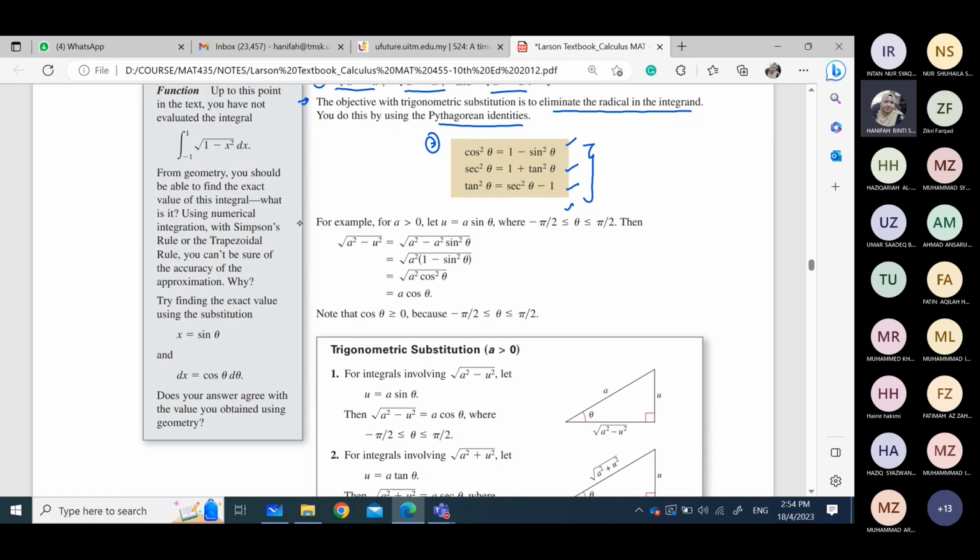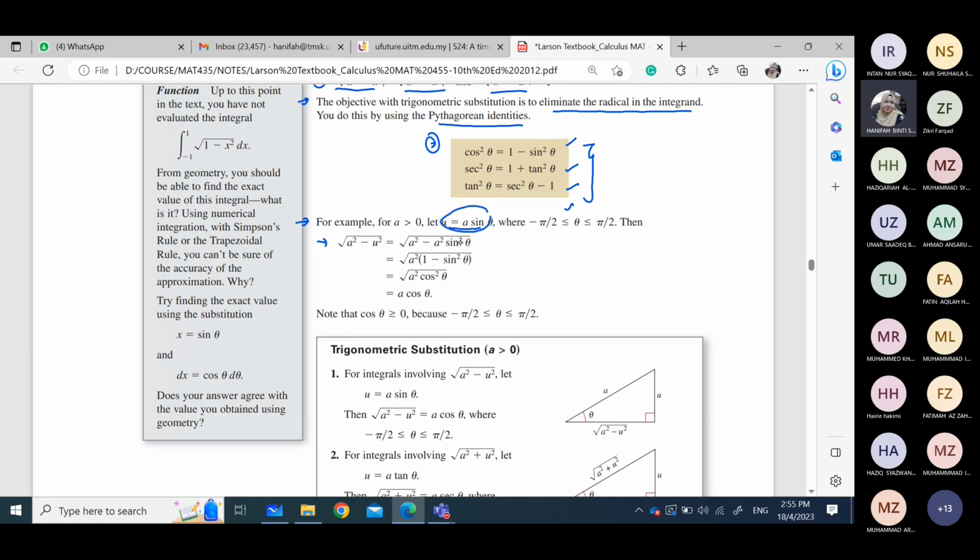Okay, kita tengok example kecil sikit kat sini. For example, for A greater than 0. A is always greater than 0, maknanya A ini mesti lebih besar daripada kosong. Dia tak akan jadi negatif, dia sentiasa positif. Let U is A sin theta, where theta is from negative pi over 2 to pi over 2. Then square root A squared minus U squared is equivalent with square root A squared minus A squared sin squared theta, sebab kita gantikan U dengan A sin theta.